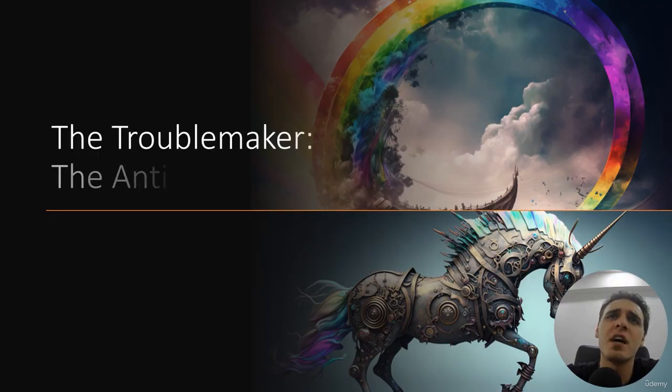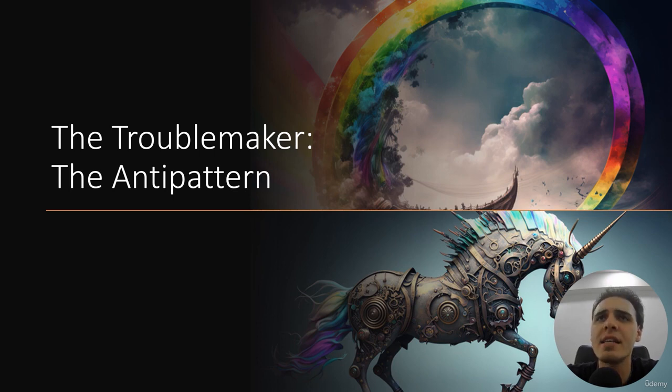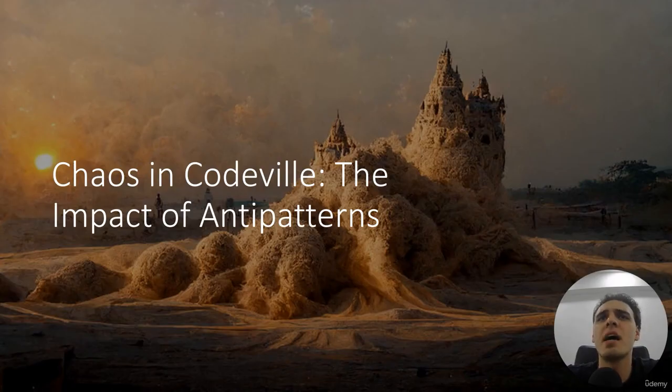But even in Codeville, life is not all rainbows and unicorns. Alex has a problem, a big problem. This problem is a troublemaker that disrupts the peaceful life of Codeville. This troublemaker is a notorious villain named Antipattern. This Antipattern, like a mischievous monkey, lives to create chaos in Alex's code. It's like trying to build a sandcastle and someone keeps knocking it over.